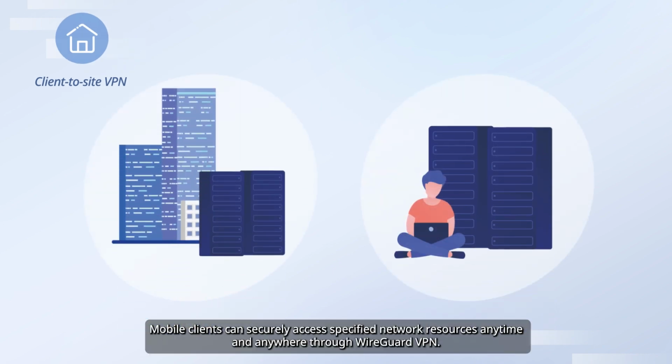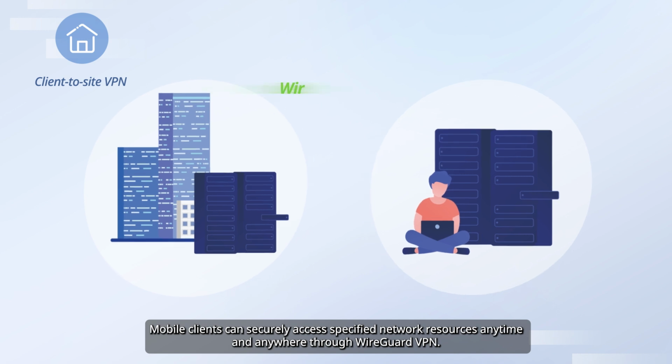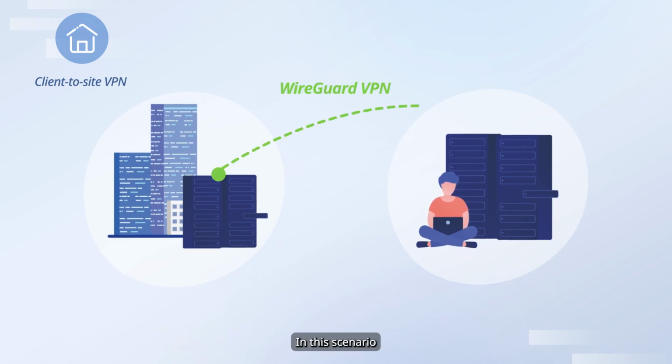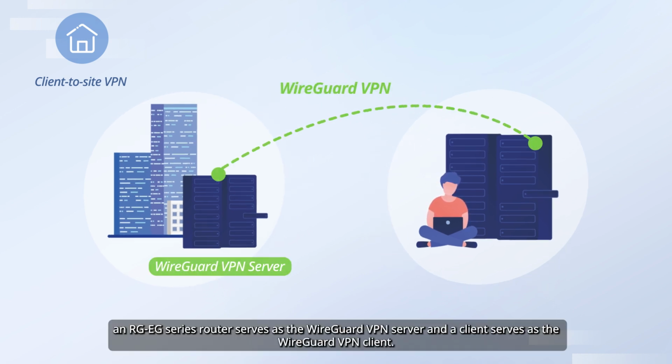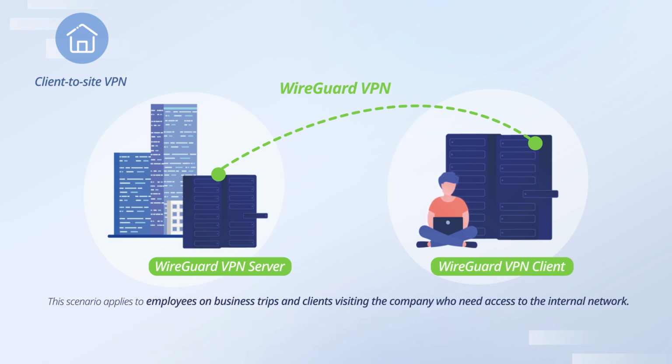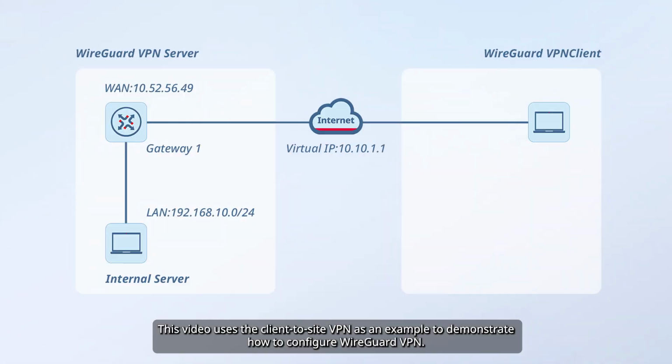Client-to-site VPN. Mobile clients can securely access specified network resources anytime and anywhere through WireGuard VPN. In this scenario, an RG-EG series router serves as the WireGuard VPN server and a client serves as the WireGuard VPN client. This scenario applies to employees on business trips and clients visiting the company who need access to the internal network. This video uses the client-to-site VPN as an example to demonstrate how to configure WireGuard VPN.